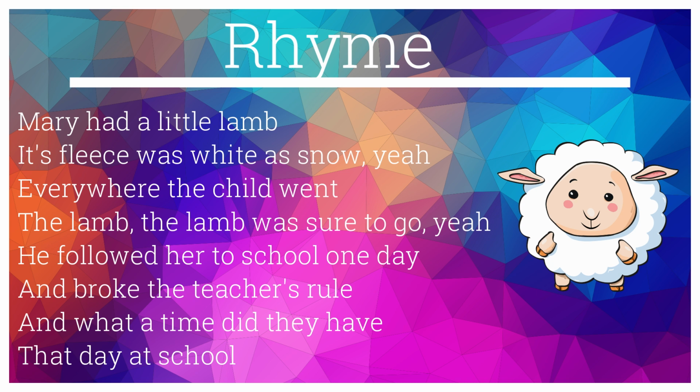Mary had a little lamb. Its fleece was white as snow. And everywhere that Mary went, the lamb was sure to go. Here, snow and go make a rhyming pair.